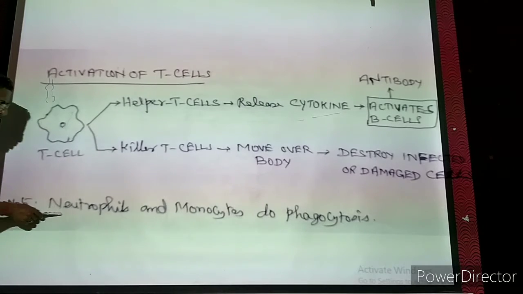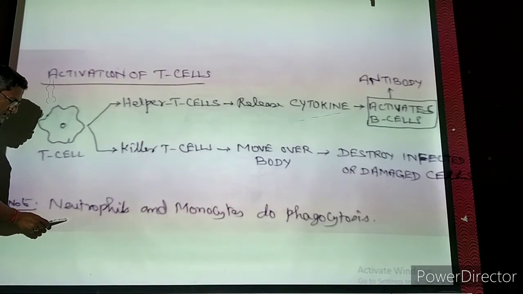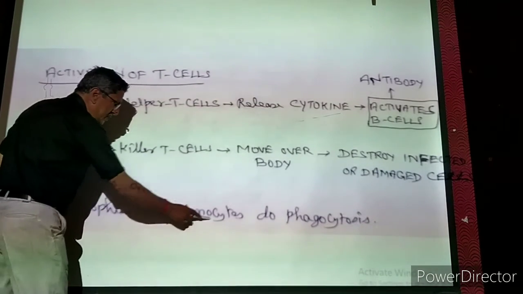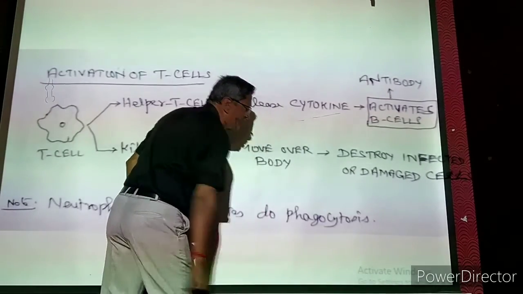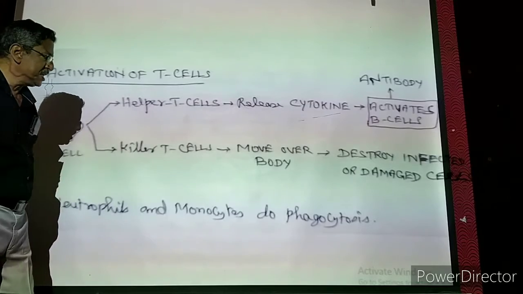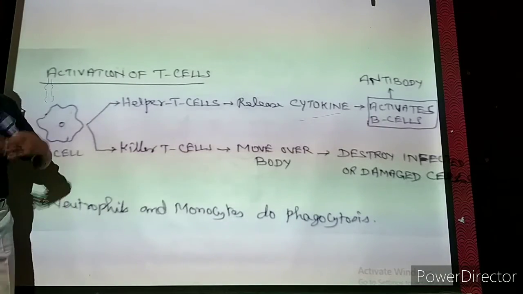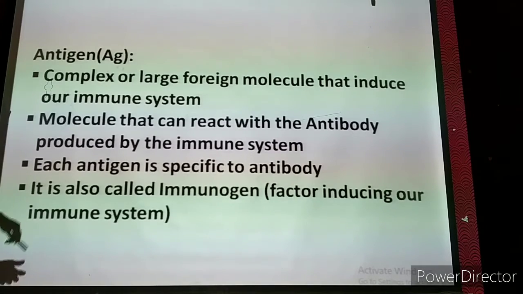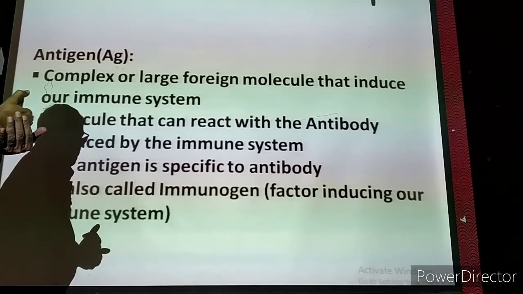Note, neutrophils and monocytes. Neutrophils belong to granulocytes, monocytes belong to agranulocytes. These two types of white blood cells do phagocytosis. What is the meaning of phagocytosis? Engulfing and digesting the microorganism, but they cannot produce antibody. Now we are coming to the details of antigen and antibody.